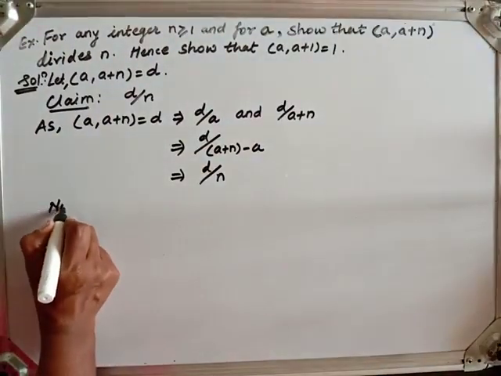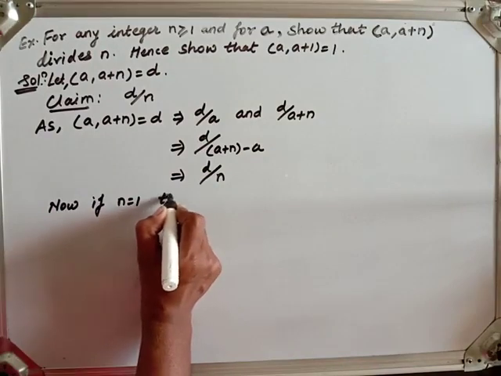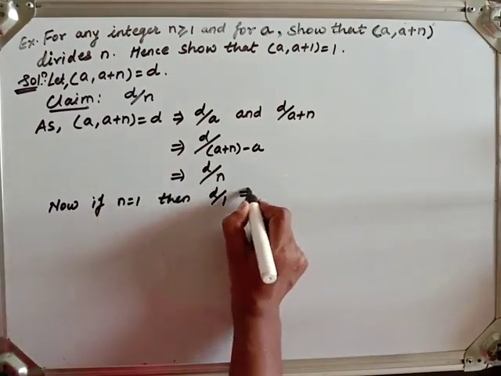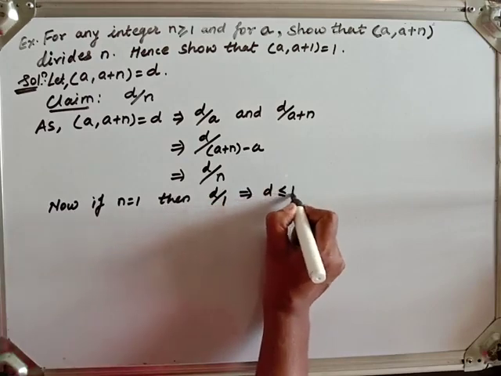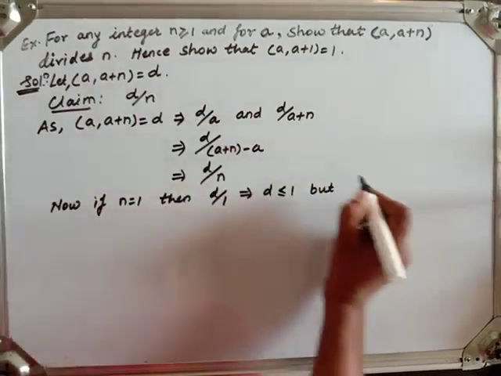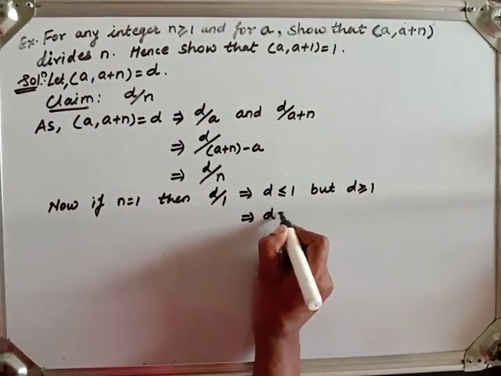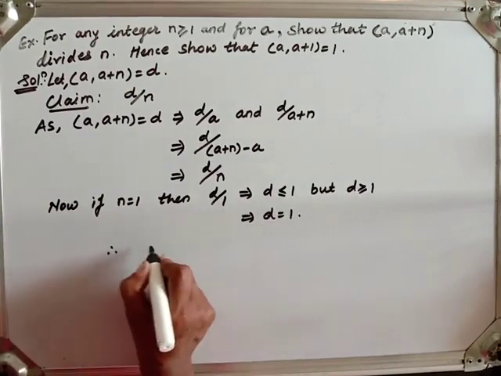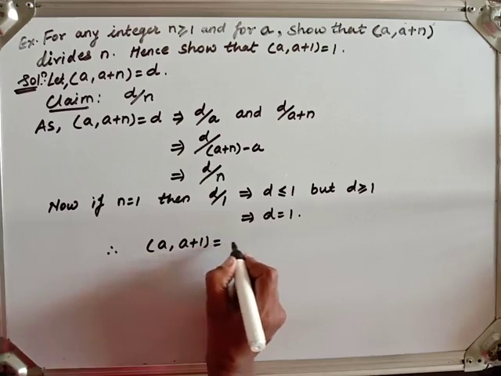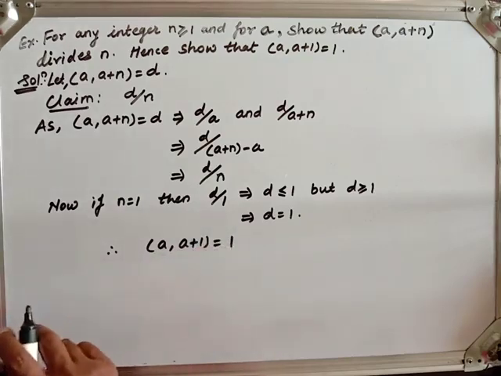Now if n is equal to 1, then d divides 1. So d divides 1, so this shows d is less equal 1. But we know d is a GCD, so d should be greater equal 1. So this gives d is equal to 1. Therefore, the GCD of a and a plus 1 is equal to 1.